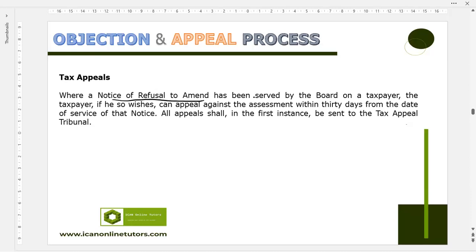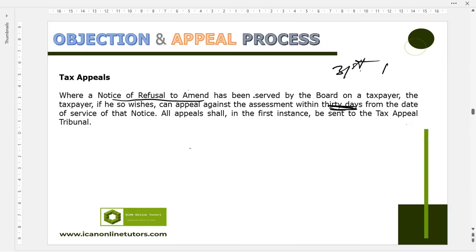The tax appeal tribunal. So where a notice of refusal to amend has been served by the board on the taxpayer, if he so wishes, he can appeal against the assessment within 30 days from the date of service of that notice. Look at it again. If you are aggrieved with their refusal to amend and you still cannot pay the assessment they have raised, you can appeal within 30 days, and the 31st or the 1st of the following month will be disregarded. So it is 30 days from the date you receive the notice.